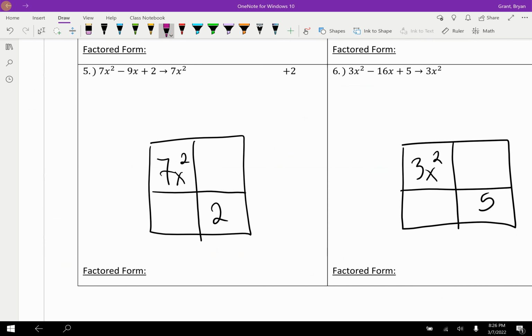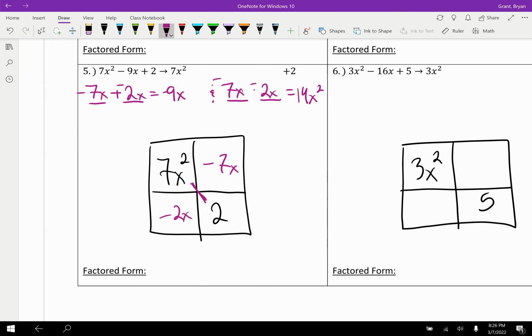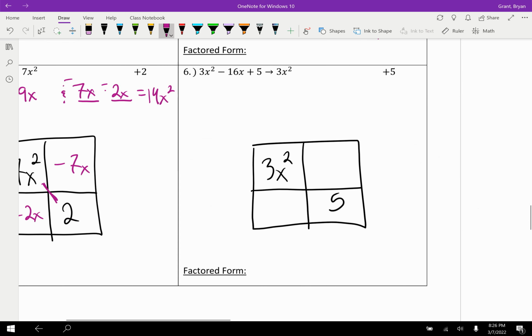We know that these guys have two numbers that have to add to equal negative 9x. And they have to multiply to equal these two. So 14x squared. All right, well, to get 14, there aren't too many ways. I bet it's going to be 7 and 2. 7x and 2x, 7x and 2x. Oh, but wait, we need to make a negative 9. Make them both negative. Negative 7x, negative 2x. Okay, just a couple to go.